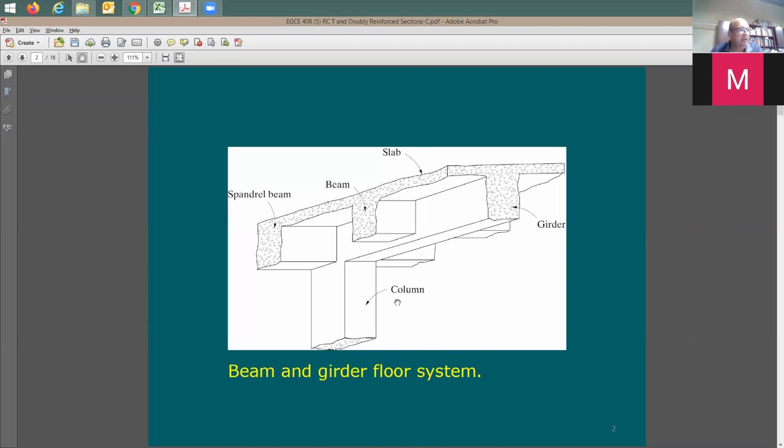Just to explain the meaning of a T-beam. Almost all beams that you are going to be working with are going to be T-beams. Look at this one here. Here's a beam. It has a slab connected to it. Now, the depth of the beam is going to be the distance from the bottom of the beam to the top of the concrete slab.